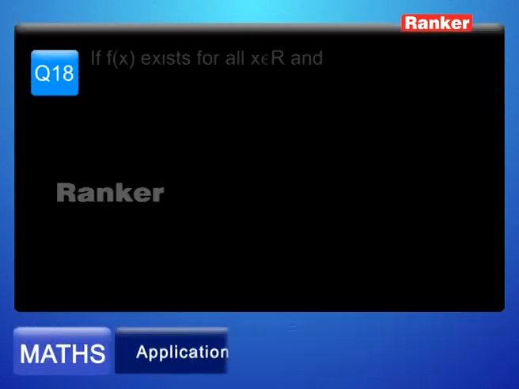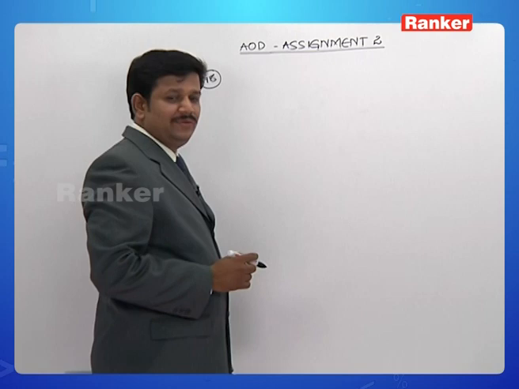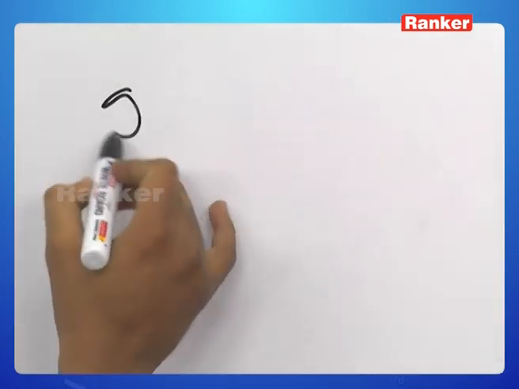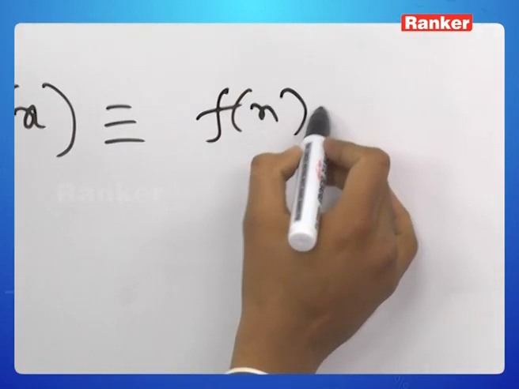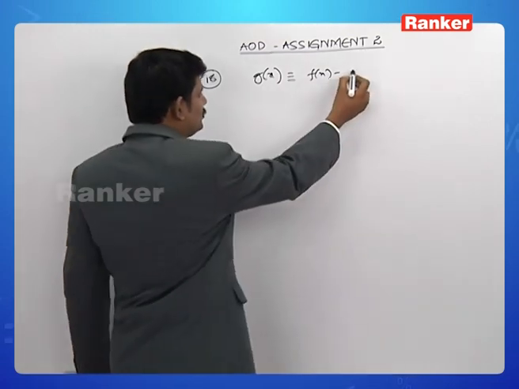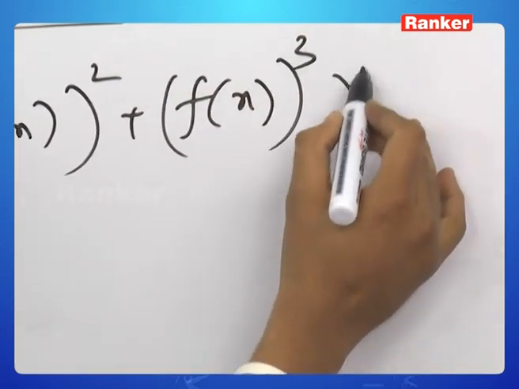Next question, if f of x exists for all x belonging to R and g of x is equal to f of x minus f of x whole square plus f of x whole cube for all x belonging to R, then option A, g of x is increasing whenever f is increasing. Option B, g of x is increasing whenever f is decreasing. Option C, g of x is decreasing whenever f is increasing. So given that f dash of x exists for all x belonging to R, we need to talk about monotonicity of the function g of x, which is f of x minus f of x whole square plus f of x whole cube.